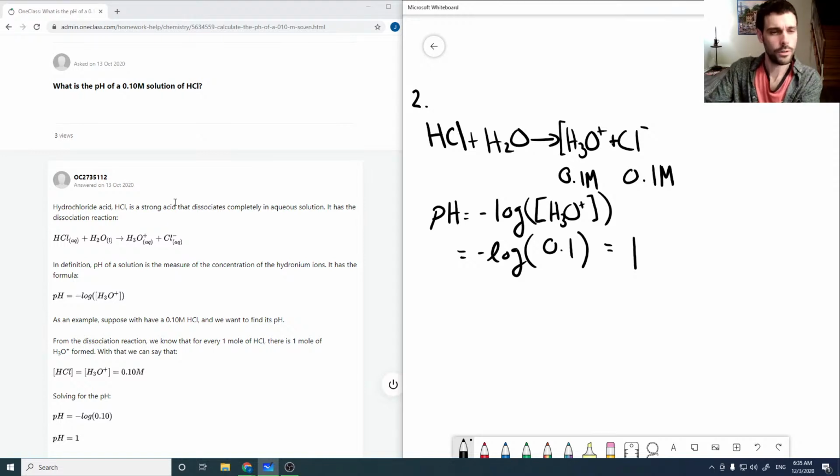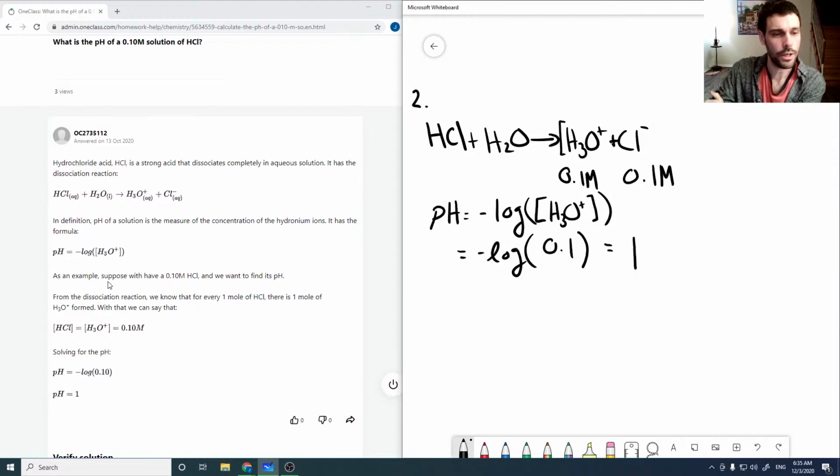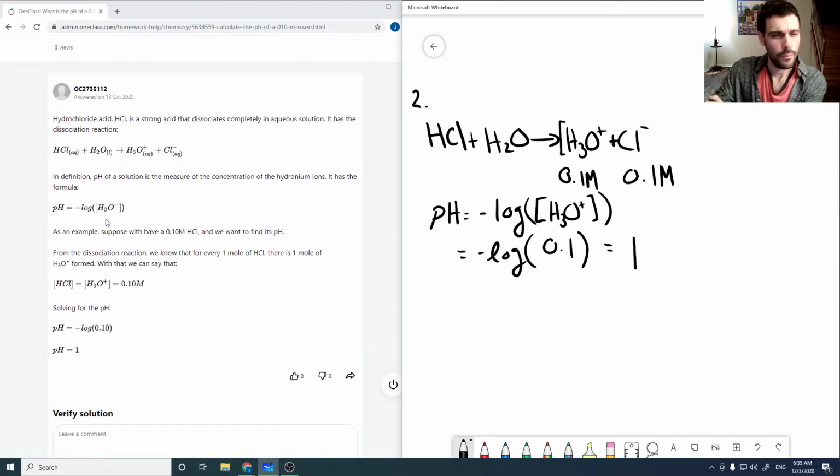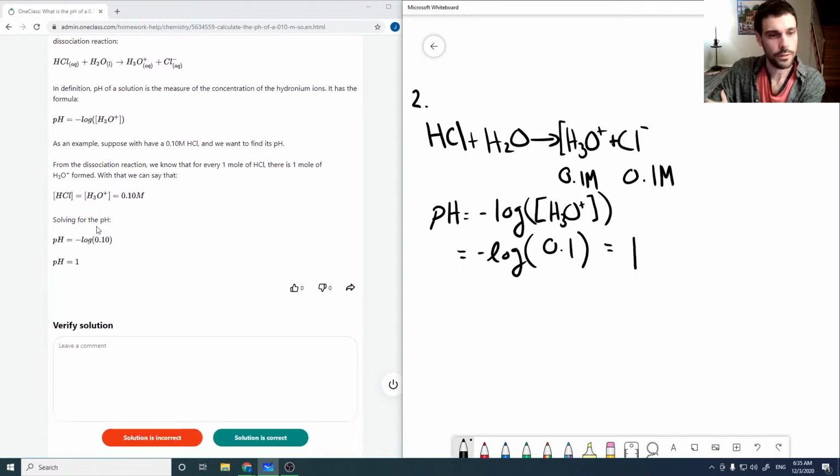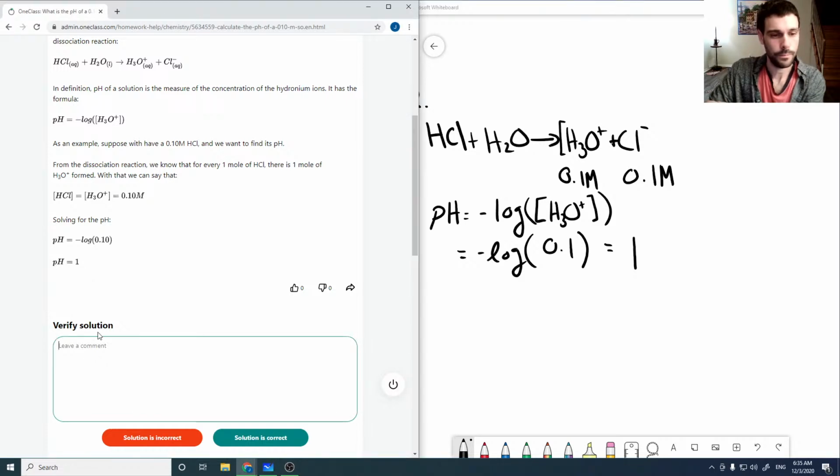So if we check our solution here, it's a strong acid, so it completely dissociates. Our concentration is just 0.1 molar for H3O plus. And so we take the negative log and we get 1. And that looks good.